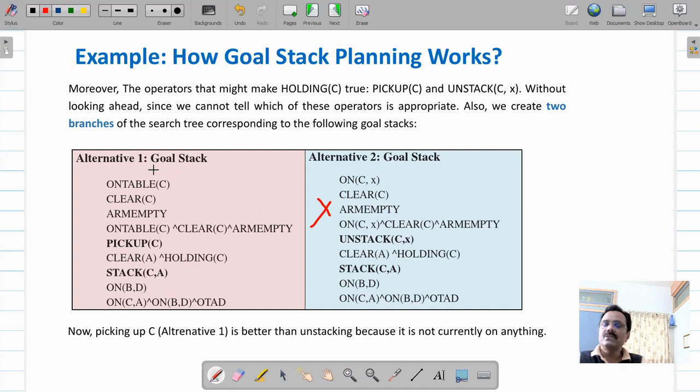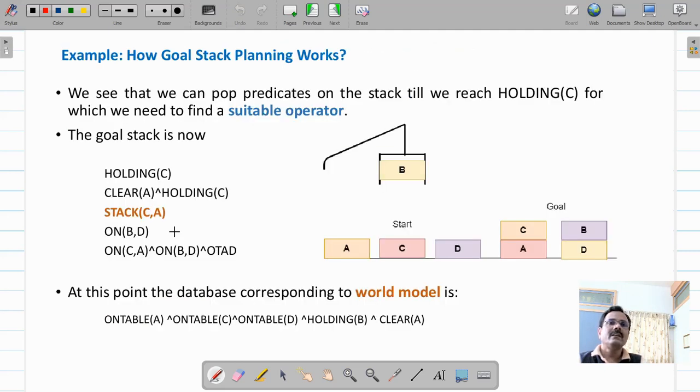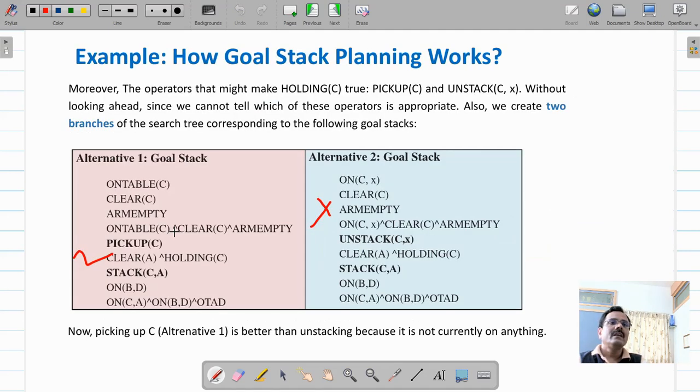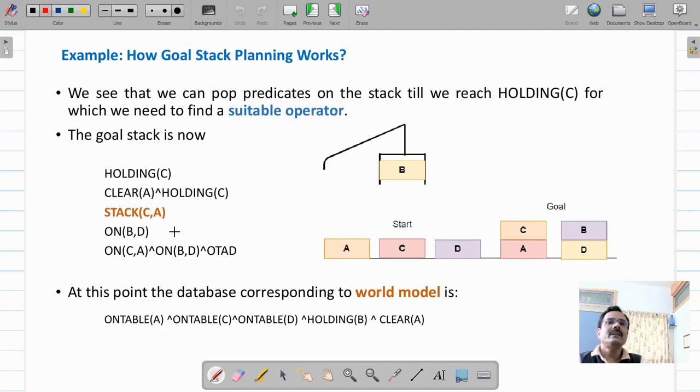Therefore you should choose this alternative 1. So alternative 1 will be chosen in this case. This heuristic you will have to employ while executing this goal stack planning algorithm. Now we will try to prove this pickup C. The precondition for pickup C is C should be on table, C should be clear, yes it is true. Then the arm should be empty, but the arm is not empty. So you will have to execute the arm empty operation now.